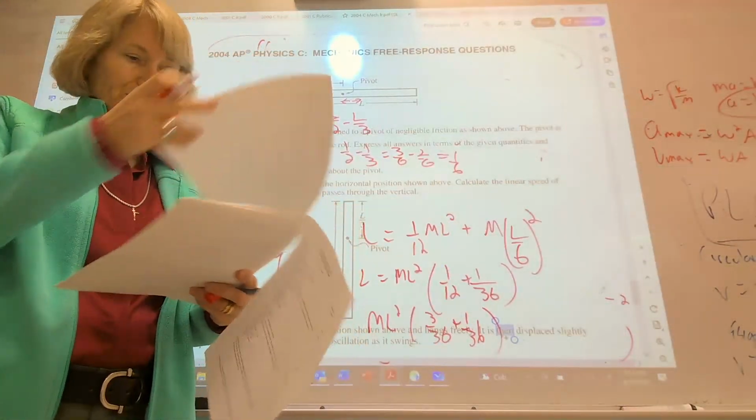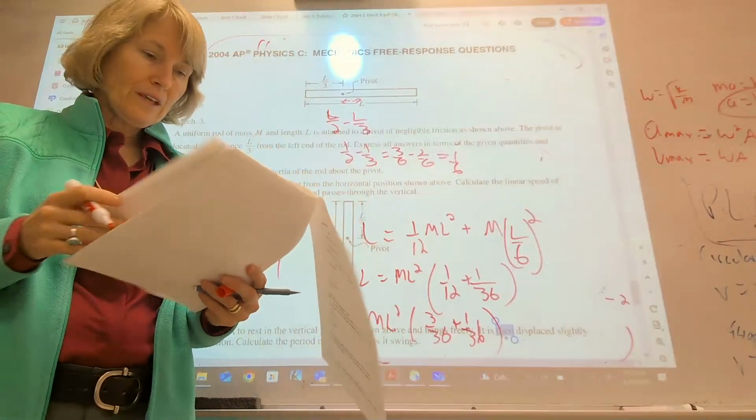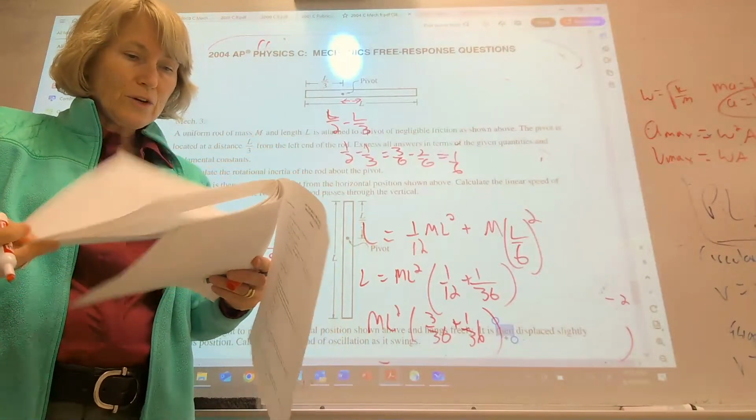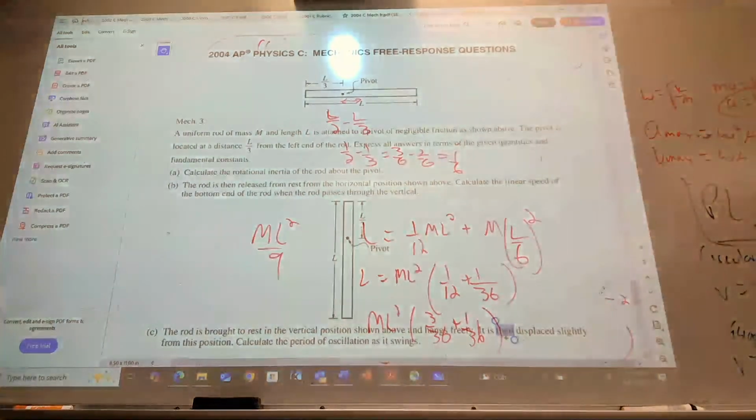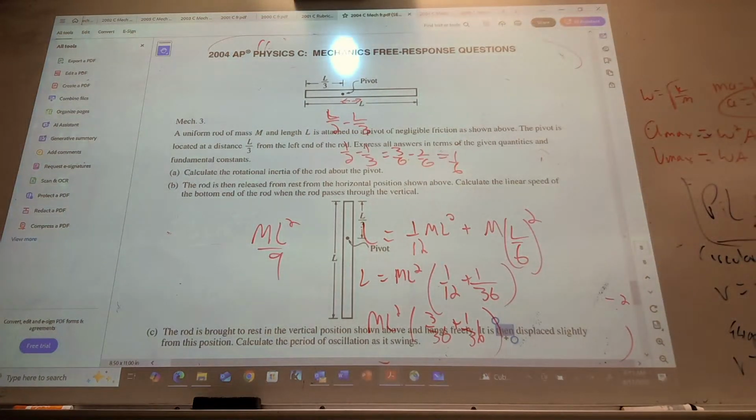Okay, now, if this thing is rotating and it's dropping down, you can guess it. Whenever you see something rotating, you should be thinking, okay, I can be using conservation of energy for something rotating. I could also consider my torque equation. Okay.